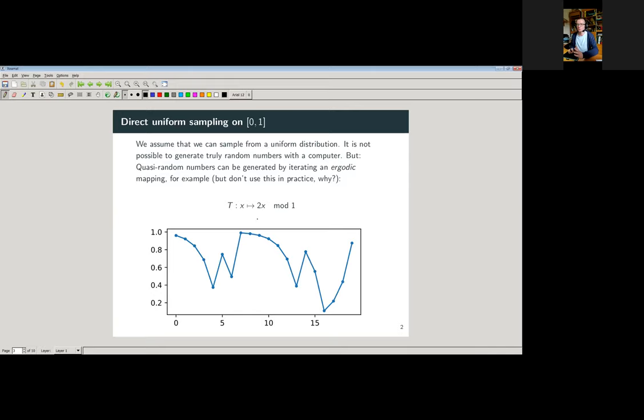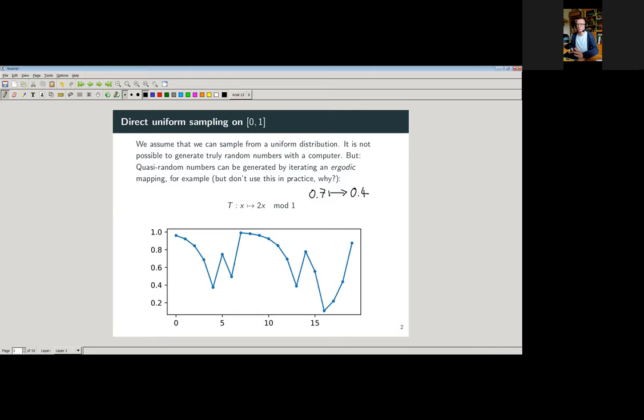So what is done in practice is we pick a so-called ergodic mapping. For example, this one, but this is not a good practical mapping, but it works. We always multiply by 2 and remove the integer part. So for example, 0.7 is mapped to 1.4. We drop the 1, so this is mapped to 0.4. So this mapping is ergodic, and we jump through the state space between 0 and 1, and this generates pseudo-random numbers. So this is how sampling from a uniform distribution is done in practice.